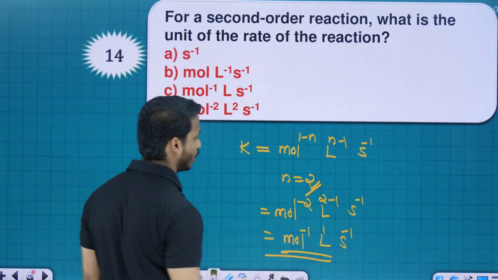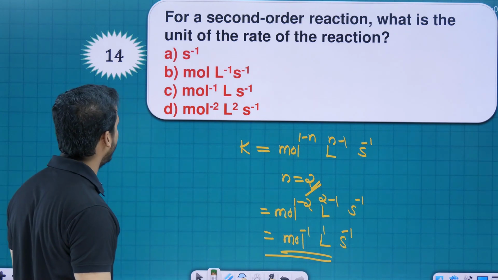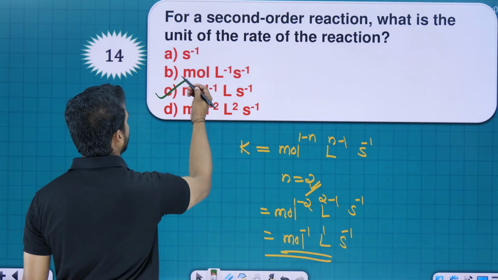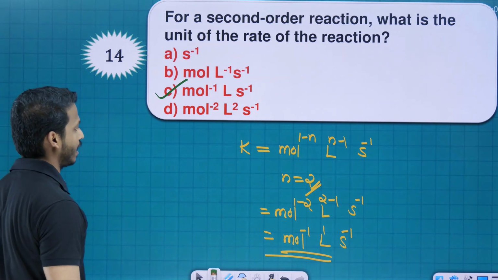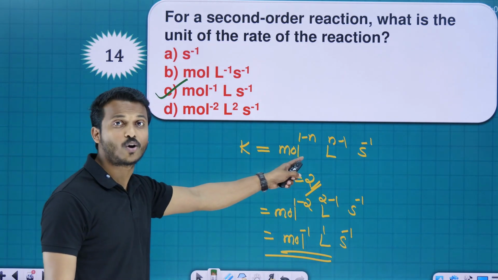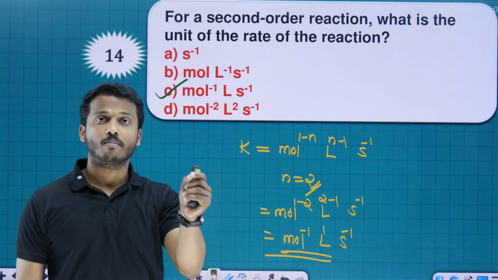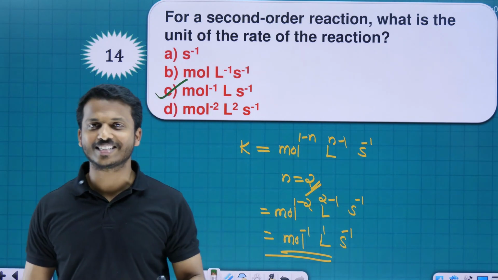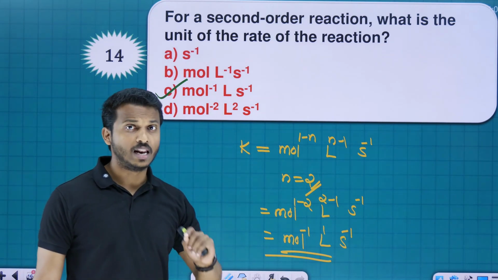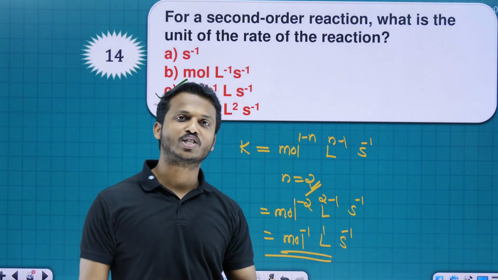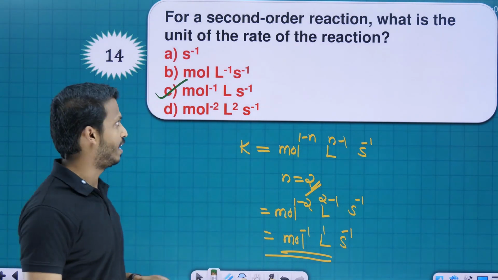Is there any such answer? Just check it. Mole raised to minus 1, liter, second raised to minus 1. So don't forget this order, okay? The unit of rate constant K is mole raised to 1 minus n, liter raised to n minus 1, second raised to minus 1, where n is the order of the reaction.